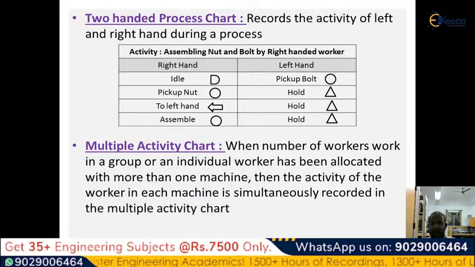Then goes the multiple activity chart. So you have multiple machines and a single laborer, and how you are going to allocate these particular machines and labor accordingly. So I'm going to show it as an example.